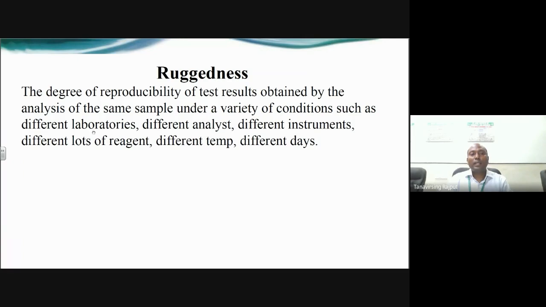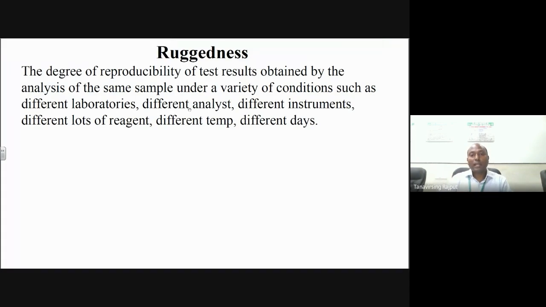For example, we can measure the absorbance in a different laboratory, by a different analyst, using a different instrument, different lots of reagent, different temperature, and we can perform the analysis on different days. After checking the absorbance of the same solution under a variety of conditions, how can we say we are getting repetitive results? With the help of the percentage RSD value. We calculate the percentage RSD, and if that value is less than 2, then we can say our developed analytical method is a rugged one.